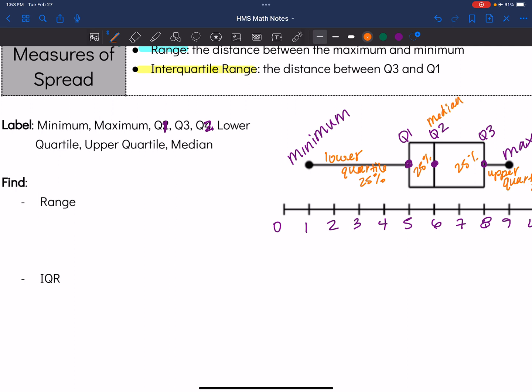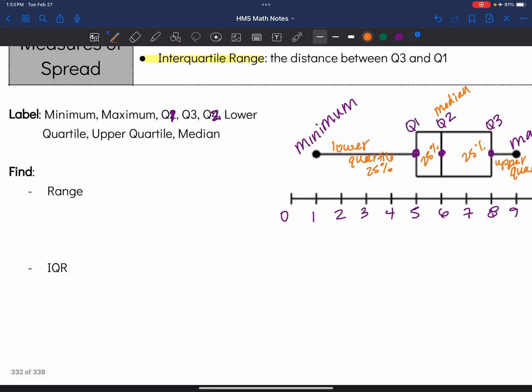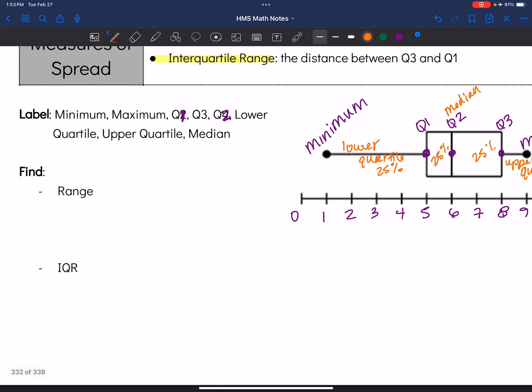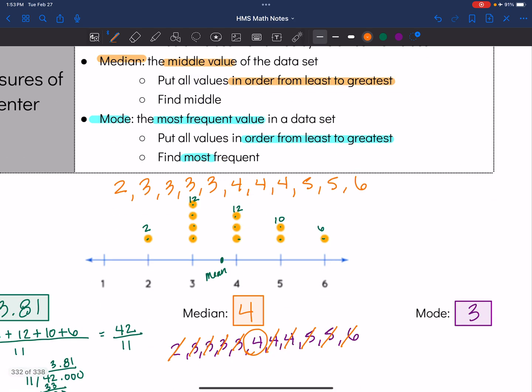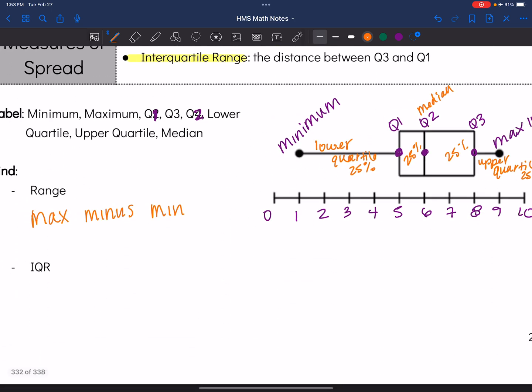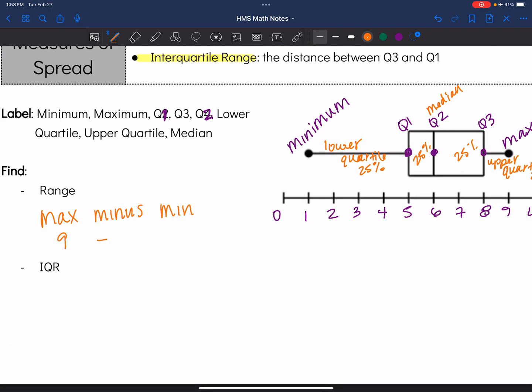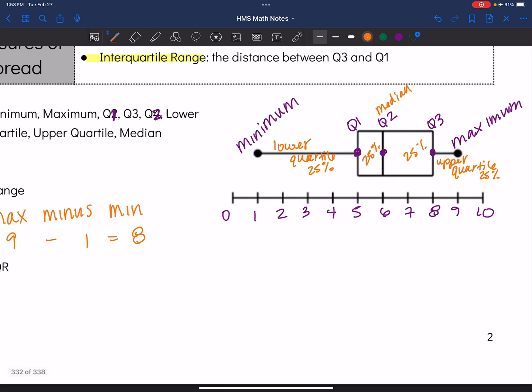That's the median. And then range and interquartile range. So when we find these, we're literally just subtracting. The range is max minus min. So my maximum is 9. And then my minimum is 1. So my range is 8, which makes sense, right? Because my box plot goes from 1 to 9, which is 8 units. I feel like that makes sense, y'all.